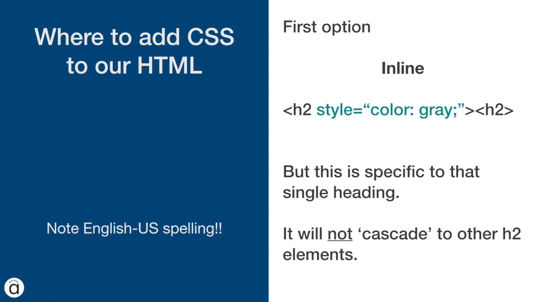Anyway, so where do we add CSS to our HTML? The first one is we can do it inline. And that means that in this example, our H2 heading is being styled in the color grey, but no other H2 heading on that page, or indeed anywhere on the website, is going to be color grey. So inline CSS is specific to that single heading, and it will not cascade to other H2 headings in this instance.